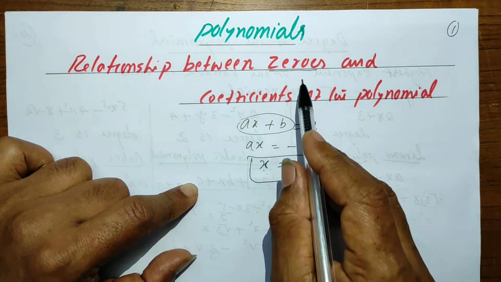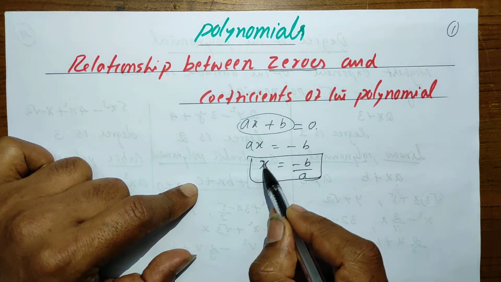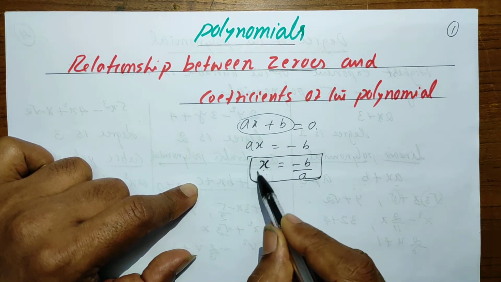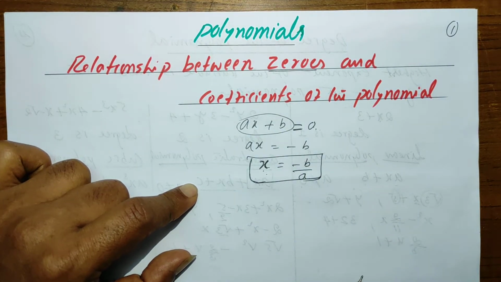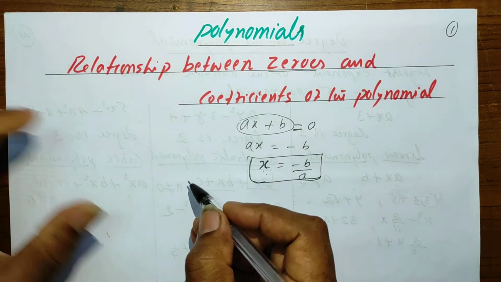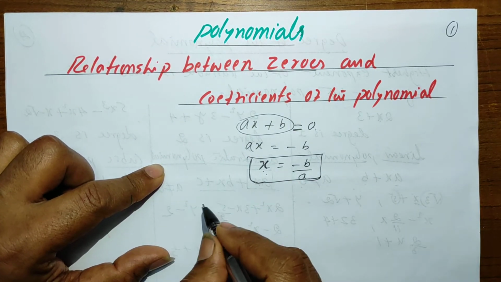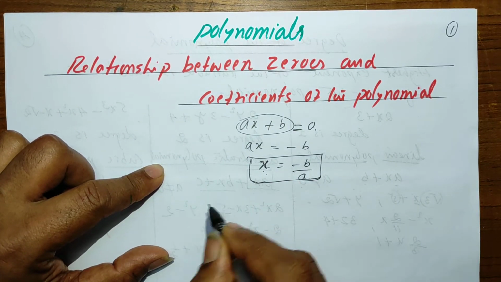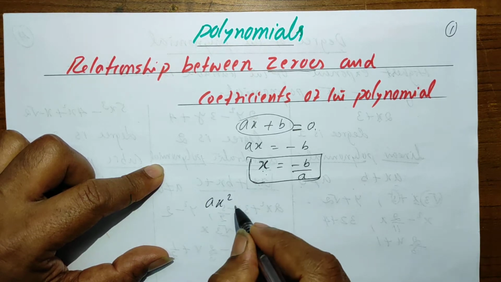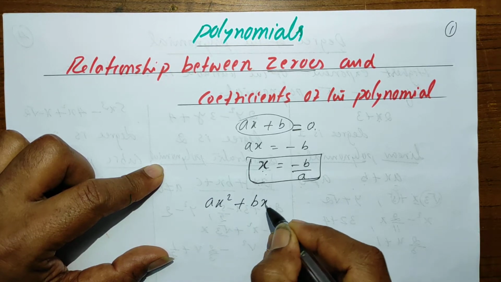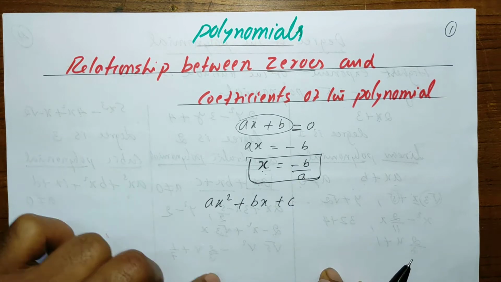That itself is the zero of the polynomial. So what is zero of a polynomial? Value of the variable for which value of the polynomial is 0. See, next let us consider a quadratic polynomial. A quadratic polynomial is of the form ax square plus bx plus c.